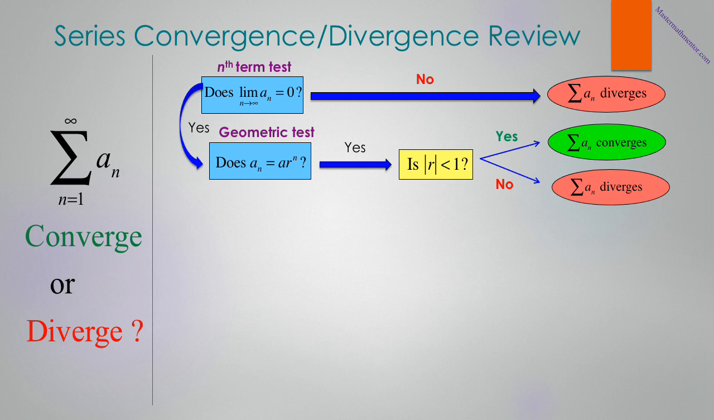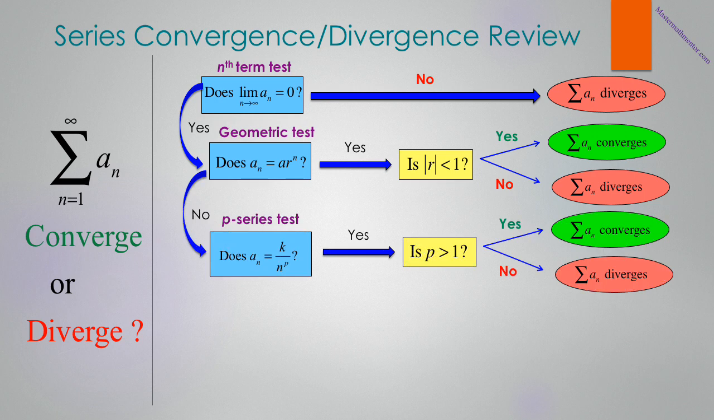Is it in the form of a geometric series? To answer that, you ask yourself, is a sub n in the form of ar to the n? If that is true, then you ask, is the absolute value of r less than 1? If the answer to that is yes, then the series summation a sub n converges. If the answer to that is no, then the series a sub n diverges.